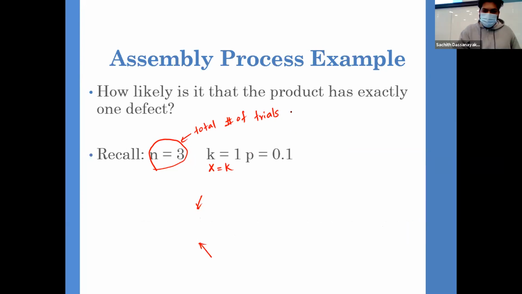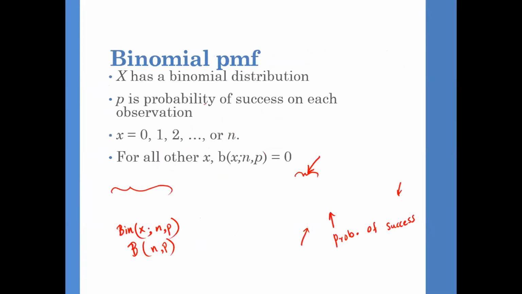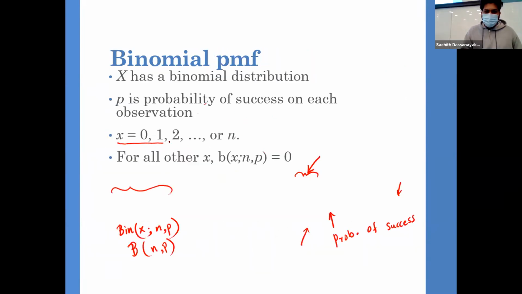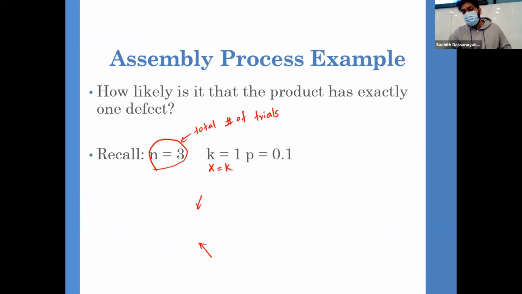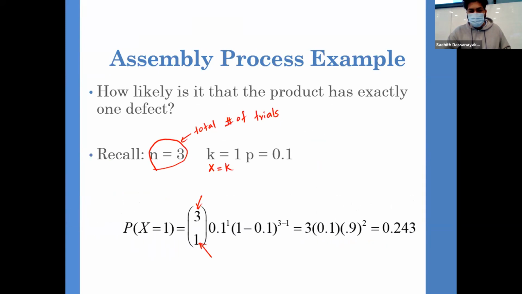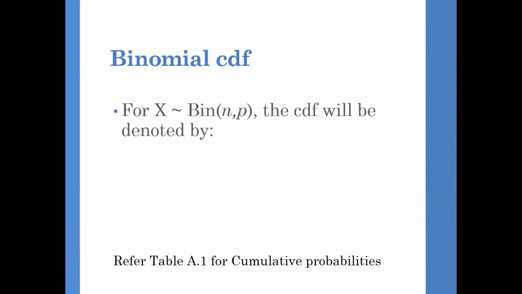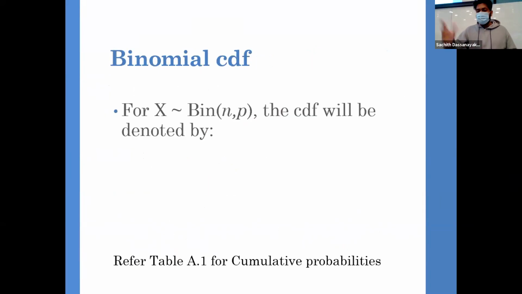So x is the number of successes, so x is definitely less than or equal to n. It cannot go further than that. Clear? Success, number of successes, depends on your problem. It can be a number of heads, tails, whatever.